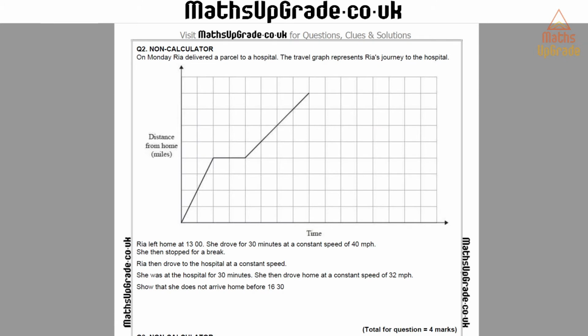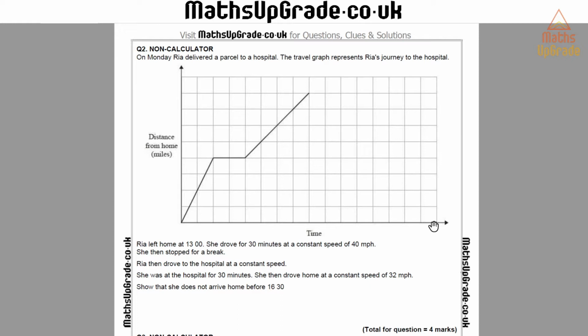Question 2. On Monday, Ria delivered a parcel to a hospital. The travel graph represents her journey to the hospital. And it also says that she left home at 1300. She drove for 30 minutes at a constant speed of 40 miles per hour. She then stopped for a break, and she then drove to the hospital at a constant speed again. She was at the hospital for 30 minutes, and she drove home at a constant speed of 32 miles per hour. Show that she does not arrive home before 16:30.